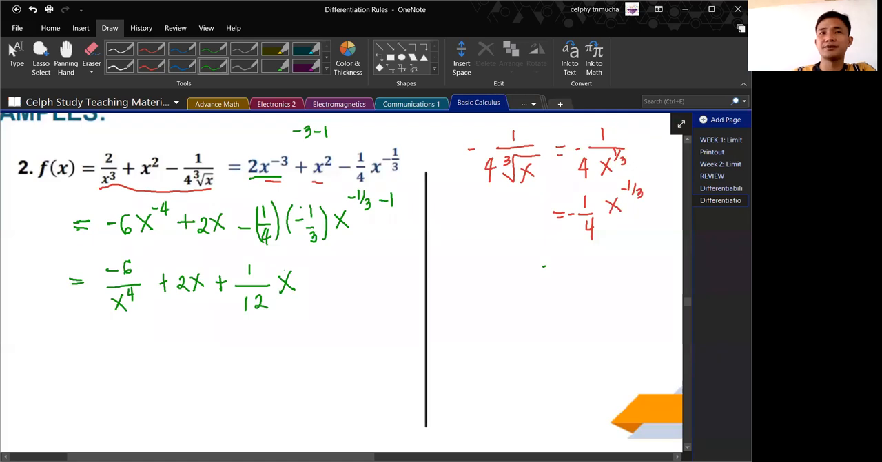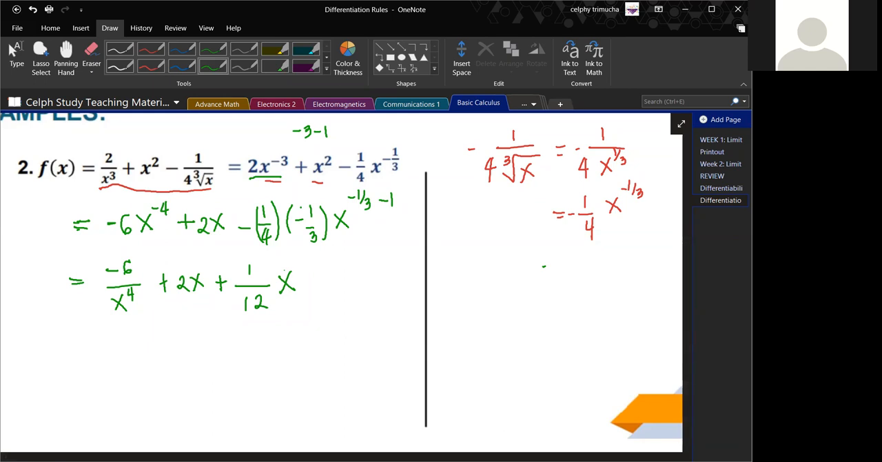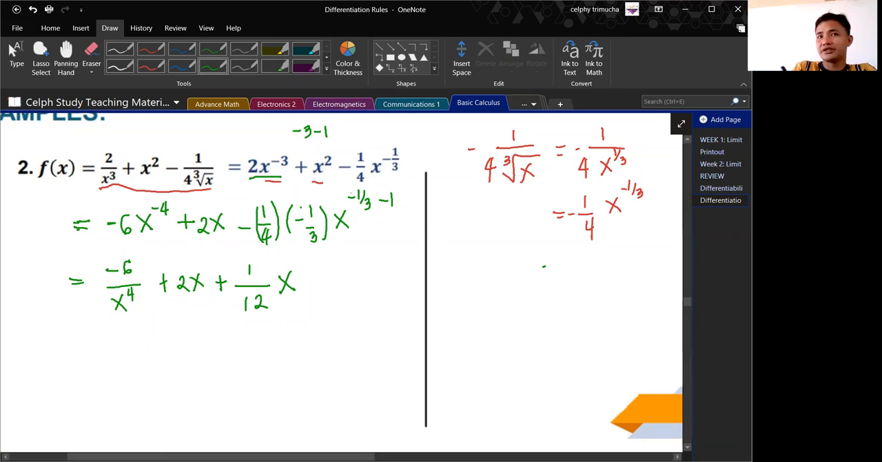So x, and what is our exponent? Negative 1/3 minus 1. Both are negative, so it is negative 4 over 3. Take note: negative 4 all over 3.